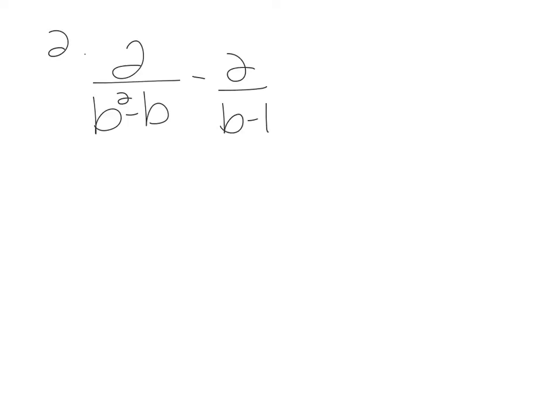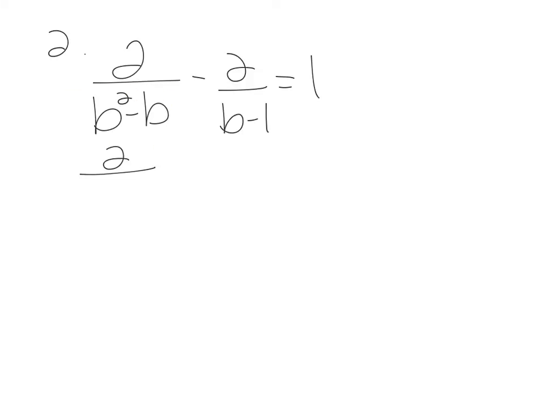Okay, let's move on to our second example. Our second example, we're going to have 2 over b squared minus b, minus 2 over b minus 1, equals 1. So remember, the first thing we need to do is make sure everything's factored. So hopefully you're noticing that this denominator here is not factored. So we're going to have to factor that.